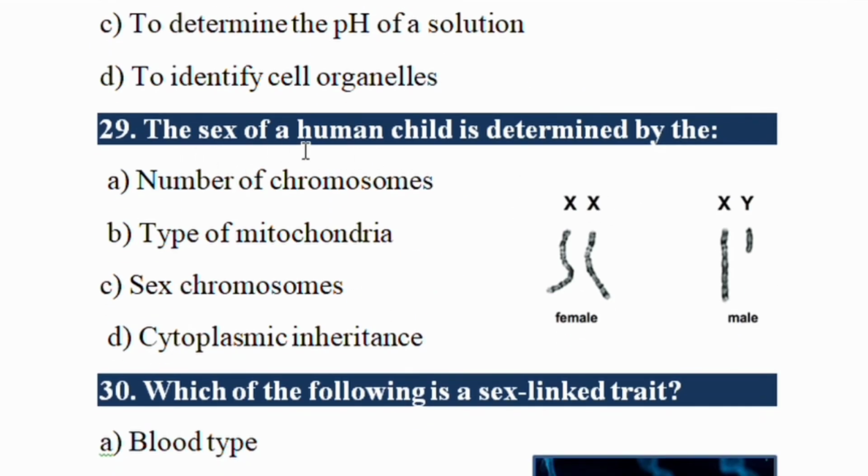The sex of a human child is determined by number of chromosomes, type of mitochondria. No. Sex chromosomes. Yes. The sex of a human child is determined by sex chromosomes.